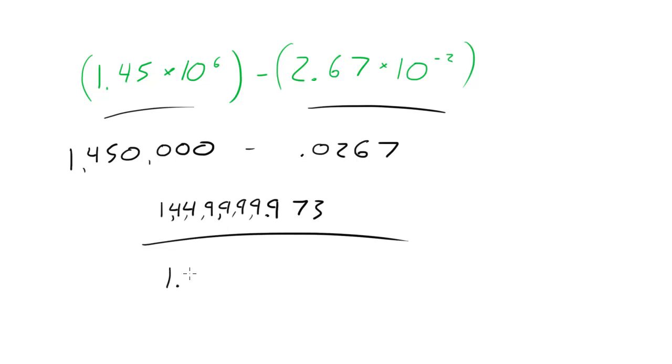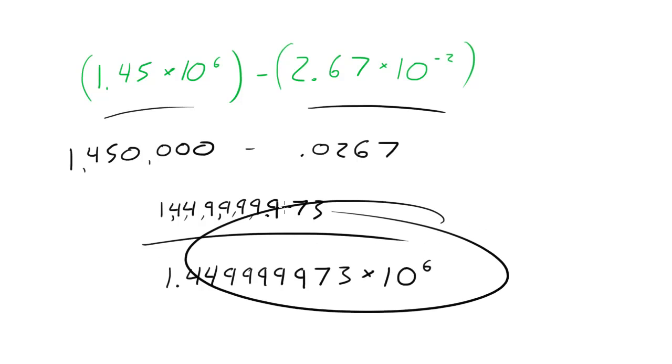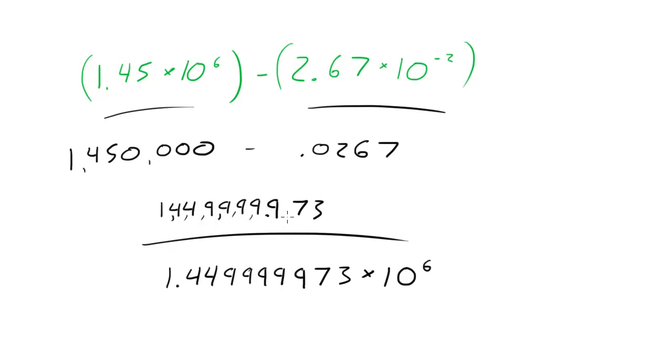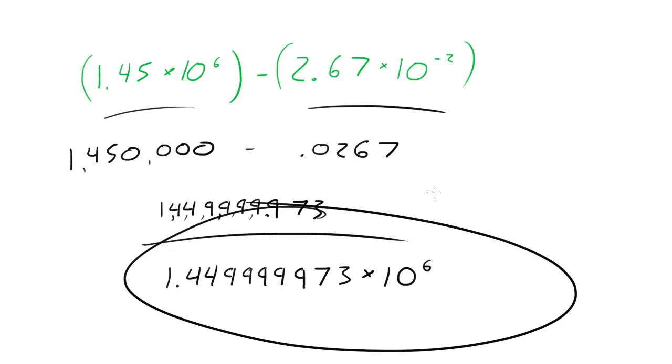So 1.44999973 times 10 to the sixth right there. So there is our, whoa, definitely messed that up. Let's see if I can get this. There is our answer right there. So 1.45 times 10 to the sixth minus 2.67 times 10 to the negative 2 equals this massive number right there.